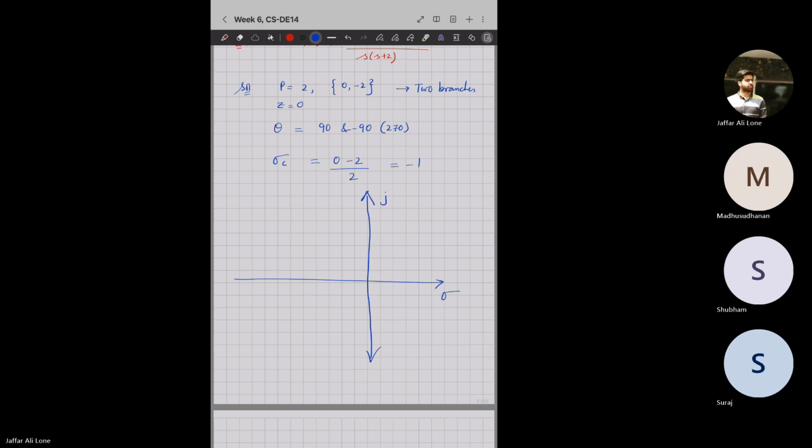Sigma j omega. Where are the poles? The poles are at 0 and the poles are at minus 2. This is minus 2, this is 0. What is the centroid? The centroid is minus 1. I'll not mark it. This is my centroid, which is minus 1. Okay.